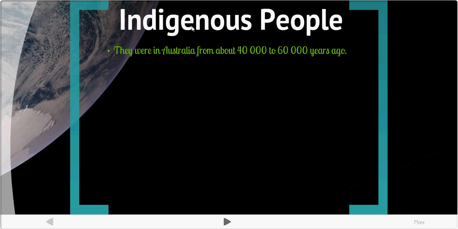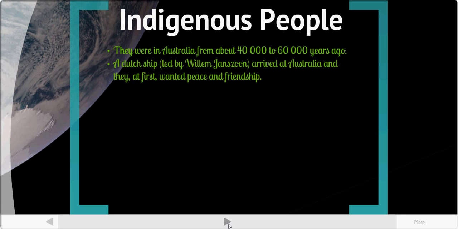Australia. So indigenous people are basically the Aboriginal people of Australia. They were in Australia from 40 to 60,000 years ago, but it's possible that they were here for up to 100,000 years.